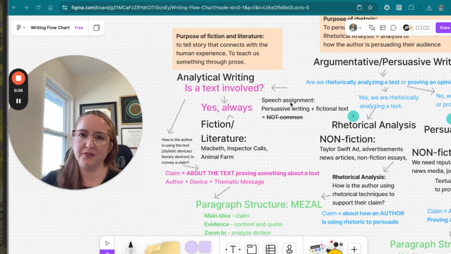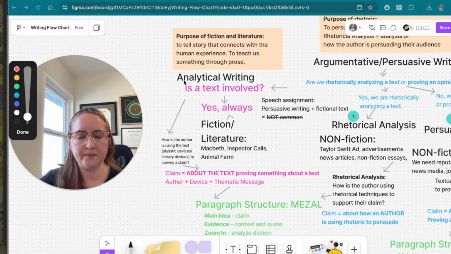I'm going to take you through the difference between analytical writing, argumentative and persuasive writing, and narrative writing. This is perfect for you if you are an 8th, 9th grade student acclimating to high school assignments, or if you're a high school student who's still trying to figure out different assignments that your teacher might be assigning you. So let's get started with the first type, analytical writing.